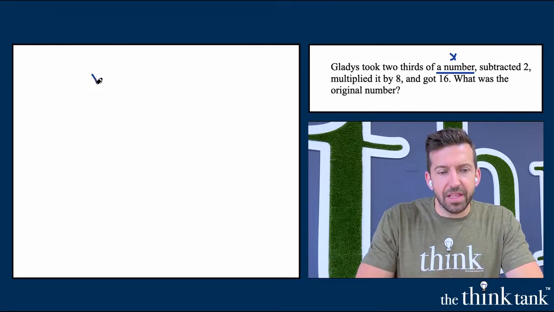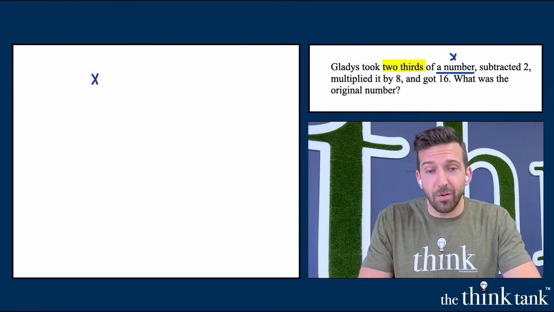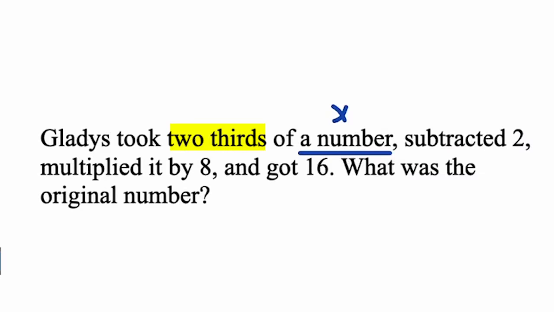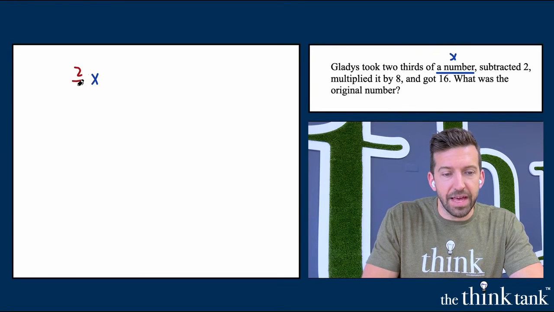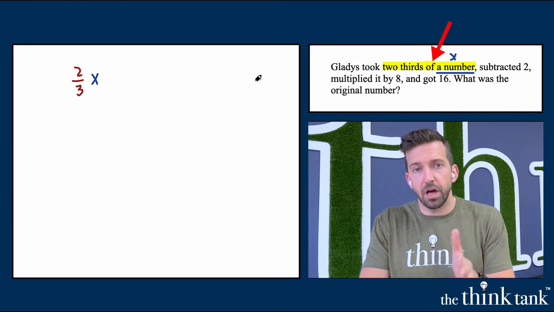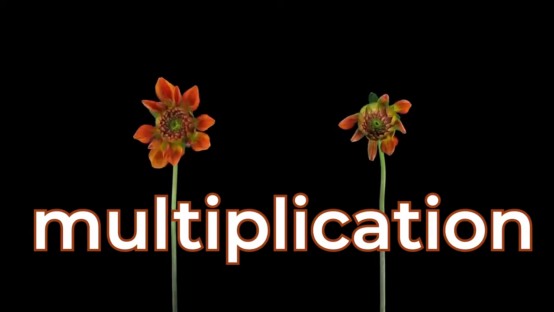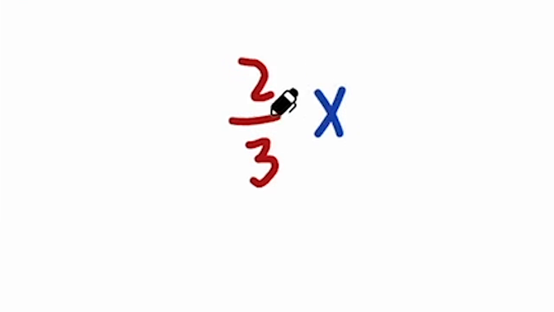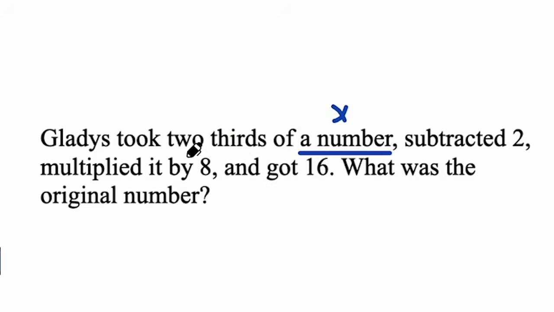And what I know is that Gladys took 2/3 of that number. Now, why did she do that? Who knows? Again, what's this girl up to? 2/3 of a number, she takes 2/3 of that number. When you think of the word "of" in most math problems, you want to think of multiplication. So what that implies is 2/3 times that unknown number, X. So she takes 2/3 of that number. We've now used that little bit.